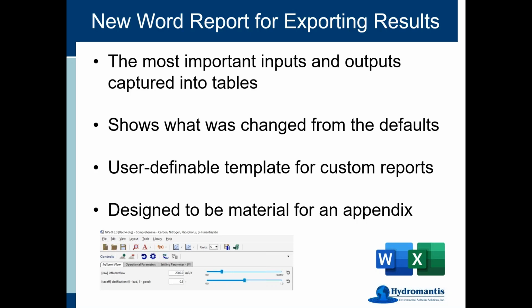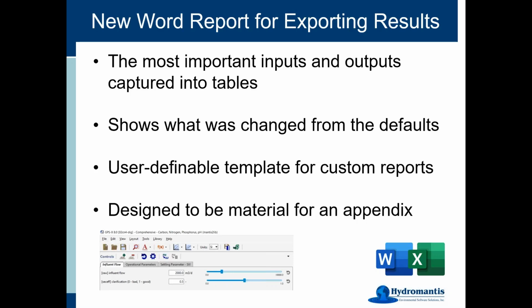But now we've created, in addition to that, a Word report. The idea behind this one is that it's a nicer, more condensed version. It has most of the important inputs and outputs already nicely formulated into tables in Word. And so you'll end up with a table that shows you, okay, for this particular object, here's what you changed away from the default. We'll list the parameter and the units, and then we list the default value and the value that you used.